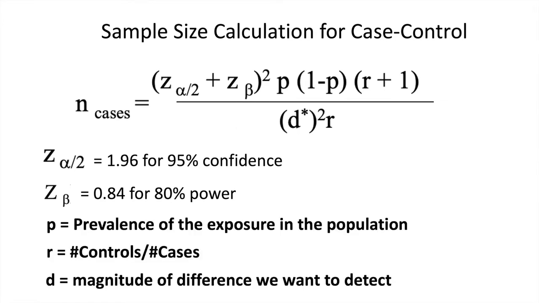These other terms, P here is the prevalence of exposure in the population, R here is the ratio of controls to cases, and that's how, once we find the number of cases, we can determine the number of controls we're going to need. And D here is the magnitude of difference we want. It's a difference in proportions, and I'll go into a bit more detail in a second how we find that.